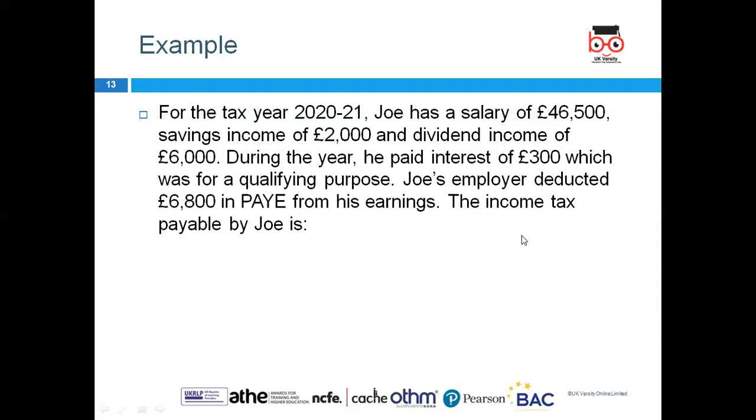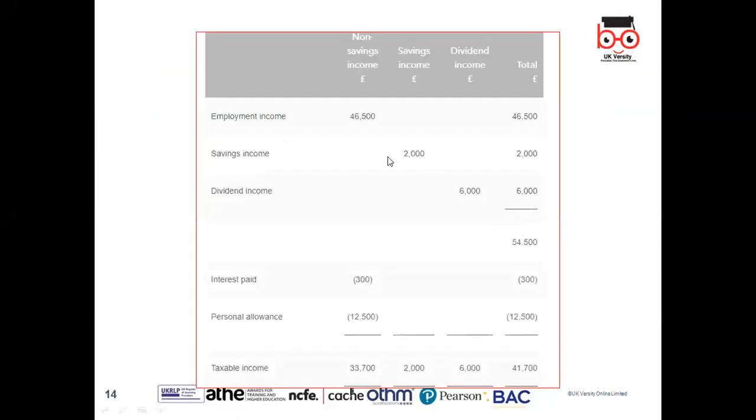Thank you. So in this situation, we have salary, then savings income, and dividend income, how much tax has been paid, and the total tax liability or outstanding liability, which we can calculate. Non-savings, which is employment income, is 46,500, savings income 2,000, dividend income 6,000. So total income is 54,500.